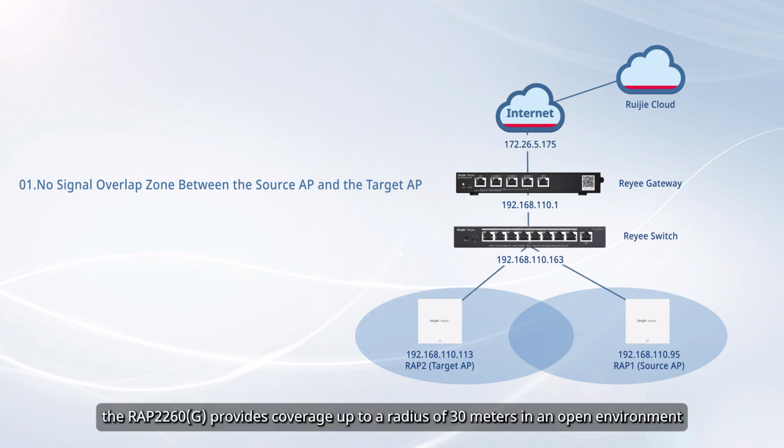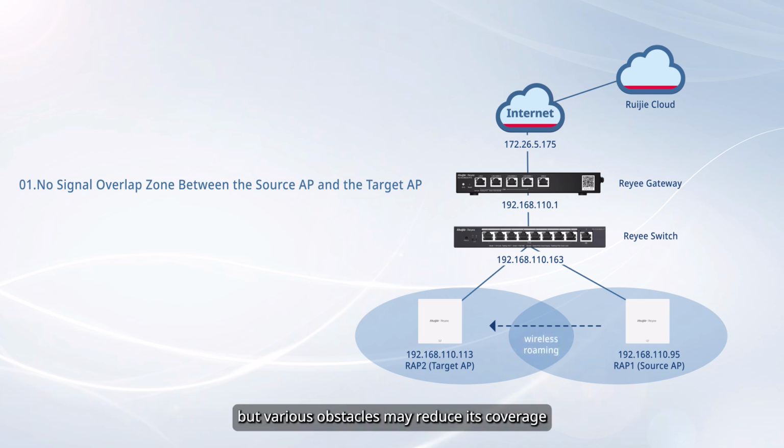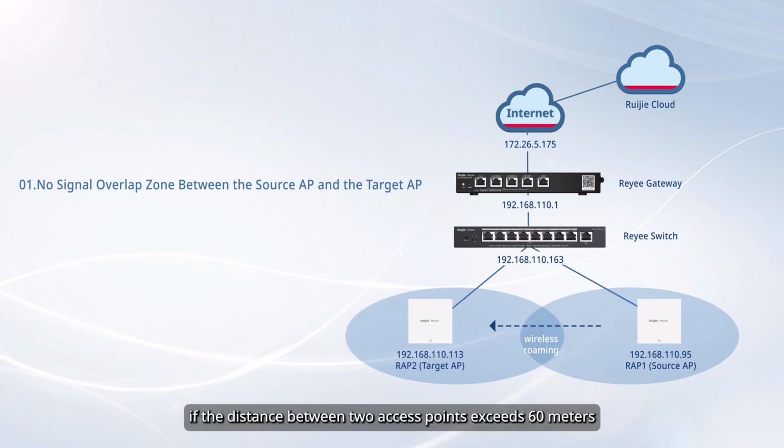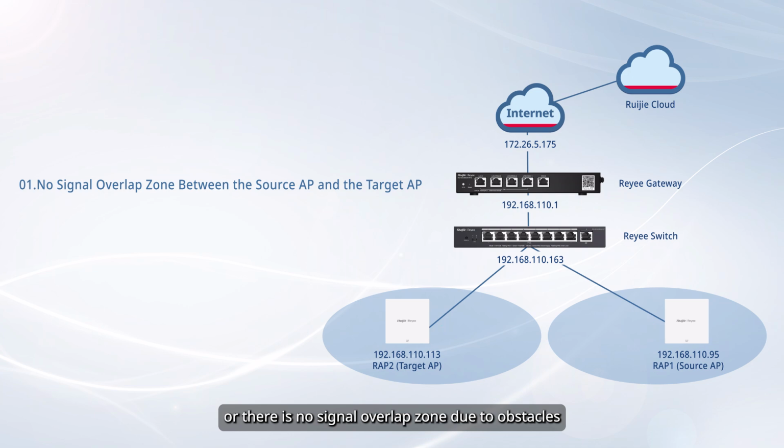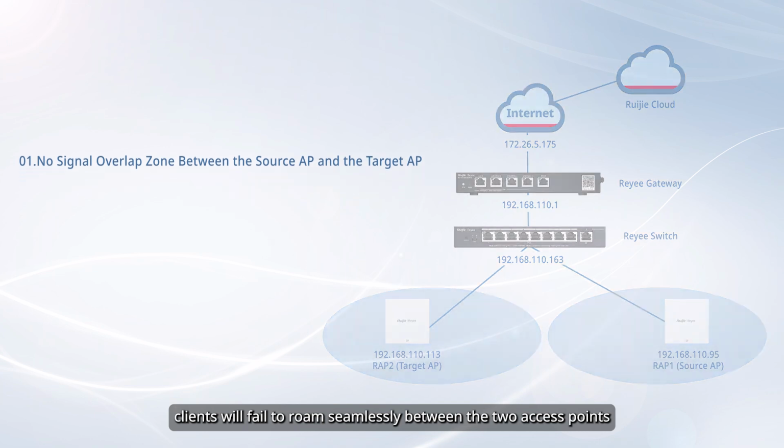For example, the RAP2260G provides coverage up to a radius of 30 meters in an open environment, but various obstacles may reduce its coverage. In an open environment, if the distance between two access points exceeds 60 meters or there is no signal overlap zone due to obstacles, clients will fail to roam seamlessly between the two access points.